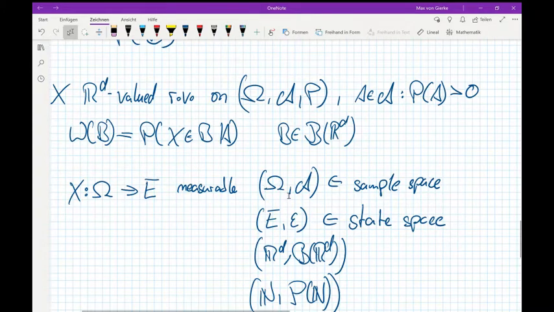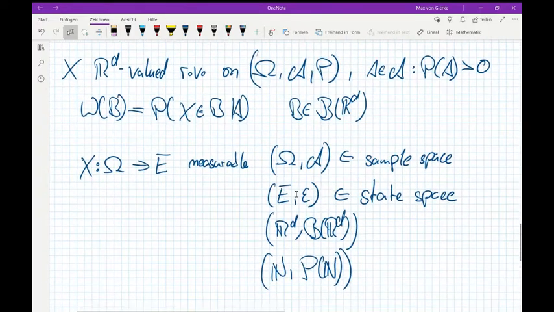So, yeah, this is the general problem here, and this is what was kind of confusing, I think. Okay, and well, what we want to show is that W is a probability measure on (R^d, Borel(R^d)). W is defined on this measurable space, and we want to show that it's a probability measure on this measurable space.